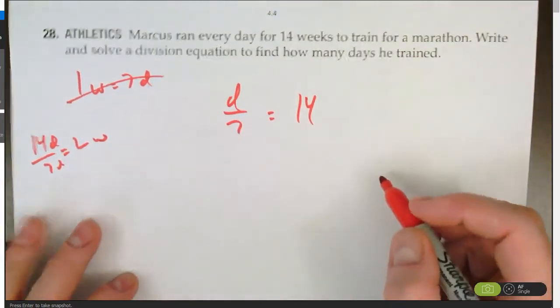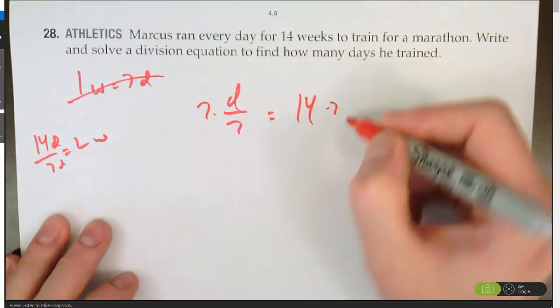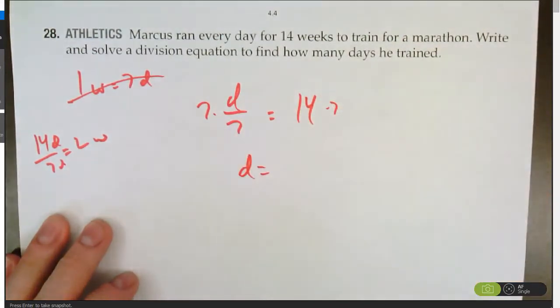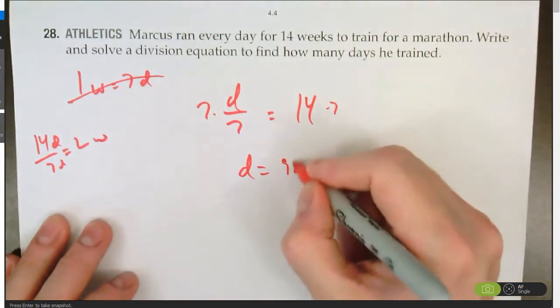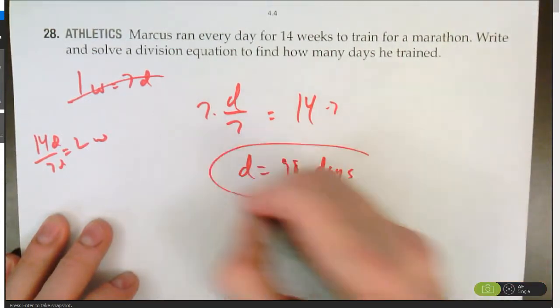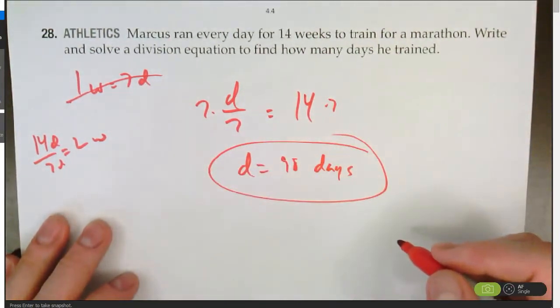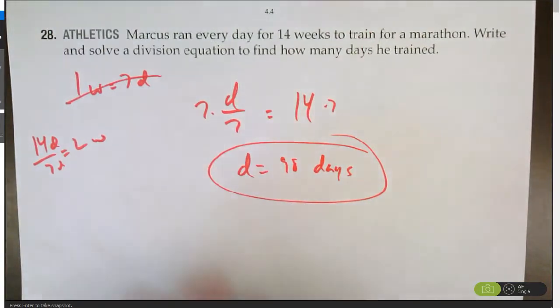Okay. And then to solve, multiply both sides by 7. 14 times 7 is 70 plus 28, so 98 days. It's a lot of training. A lot of training, Marcus. Okay, all right, next one in 4.4.